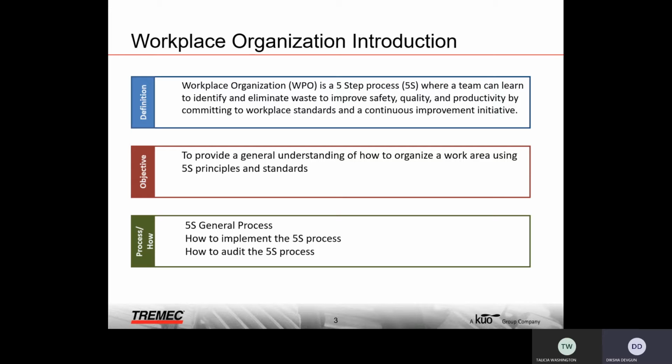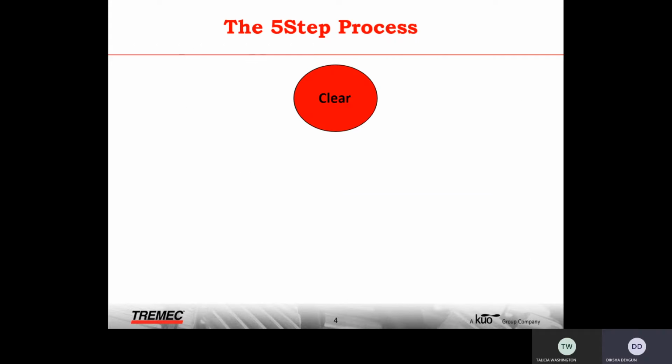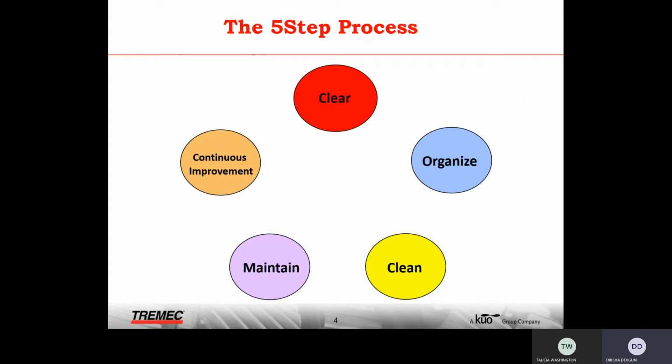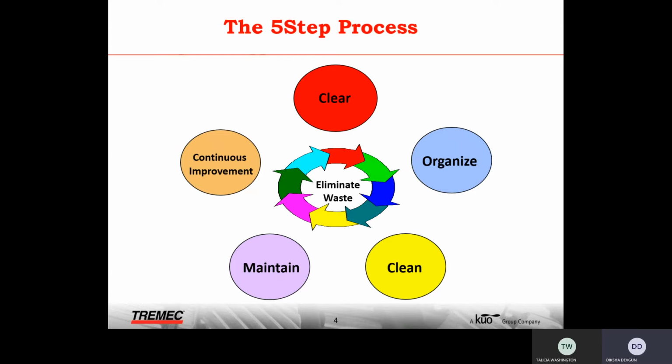The objective for this training here will be, how do we understand what a 5S is? What do we do in terms of implementing it? And the process and how we do it is by understanding the 5S general process. How do we implement? And then it's really important, how do we audit ourselves? And also, how do other people audit us? So what are the 5 steps? The 5 steps are clear, organize, clean, maintain, and continuous improvement to eliminate waste.